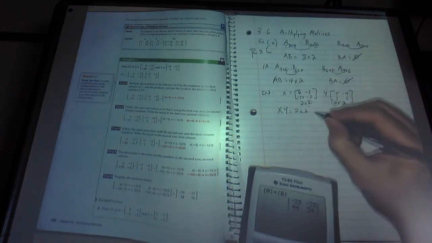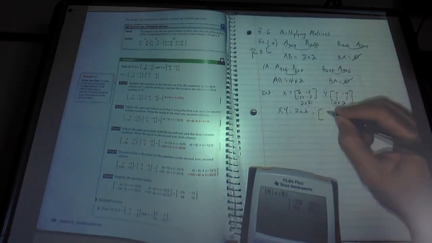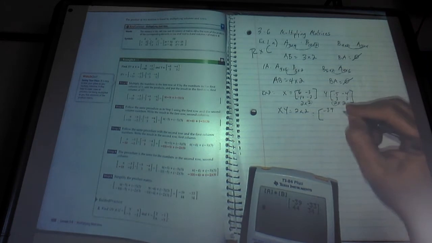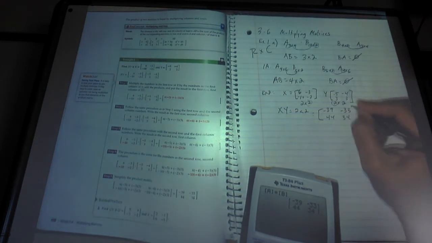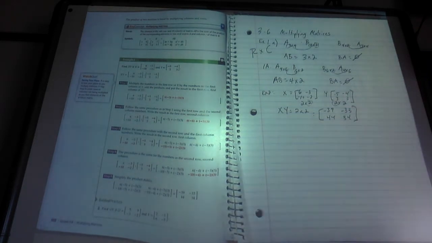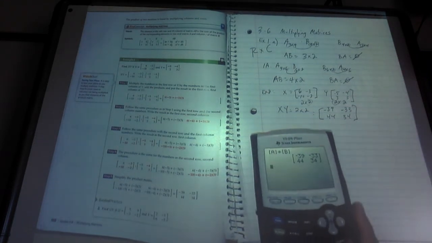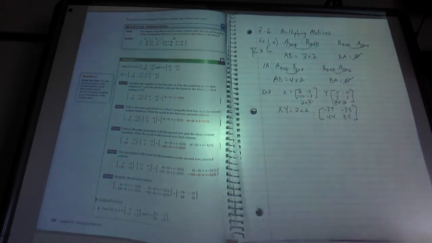And so when I multiply those out, the answer is: top left element is -39, top right is -33, bottom left is 44, bottom right is 34. There are those 2 matrices multiplied together. Again, see it right there in the calculator. It does it for you. Real simple. Looking at the book, they do it by hand, which is fine. We're not going to do it that way.